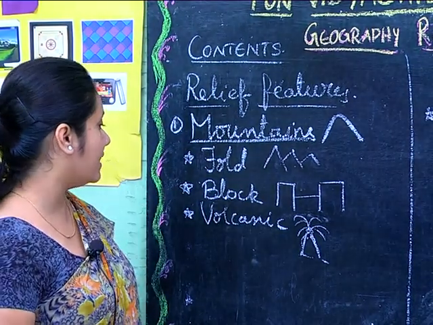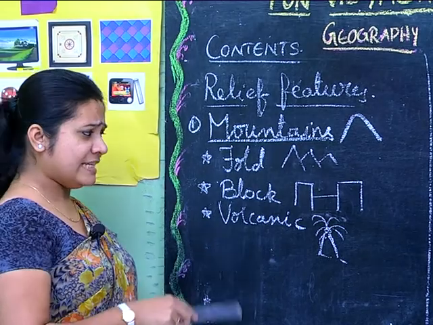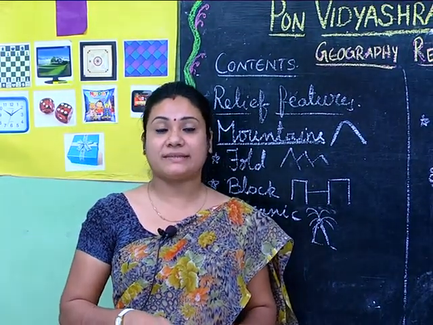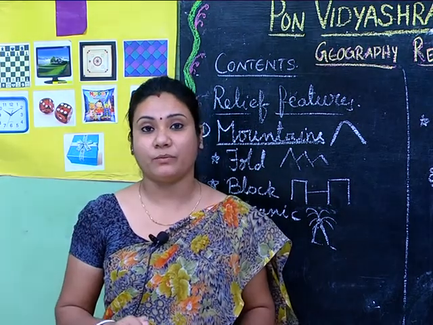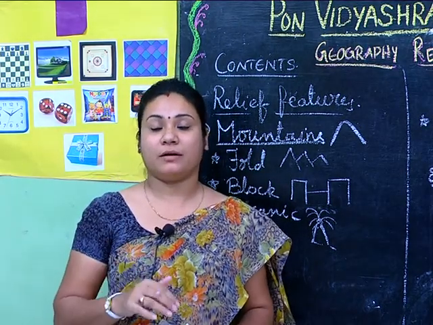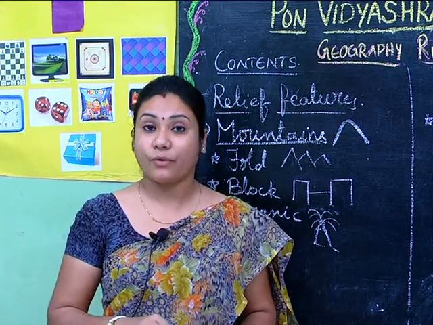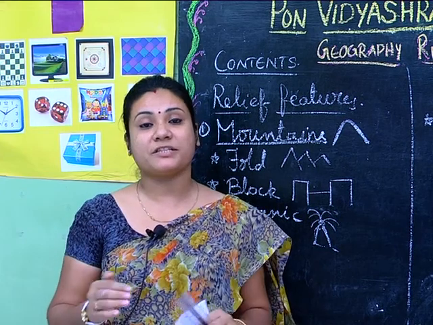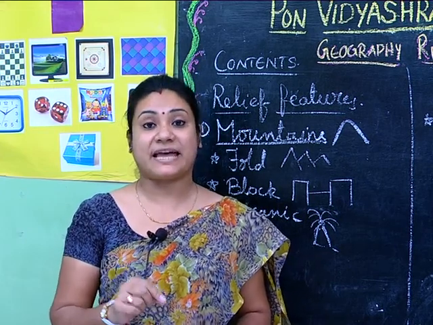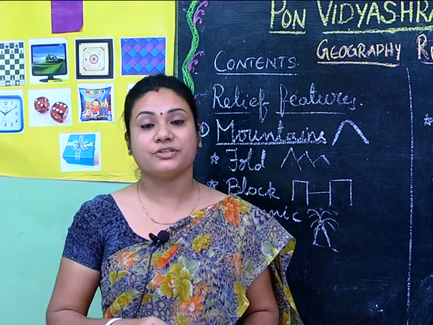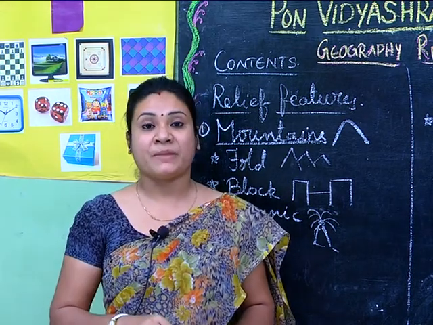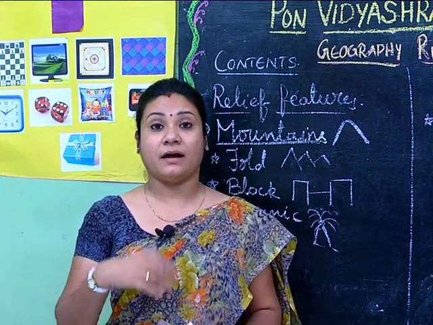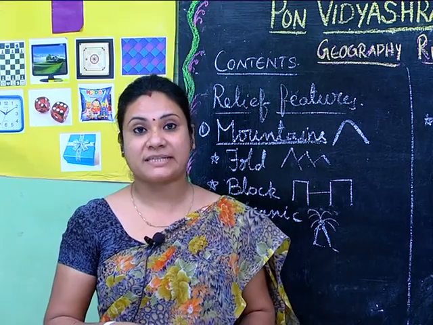Then coming back to the block mountains, these are formed when huge blocks of rocks are lifted upward or downward. The uplifted blocks of rocks are known as the horst, and the downward or inclined rock materials are caused by various kinds of faults and fissures on the earth's surface. Examples of block mountains are the Vindhyas and the Satpuras in India.